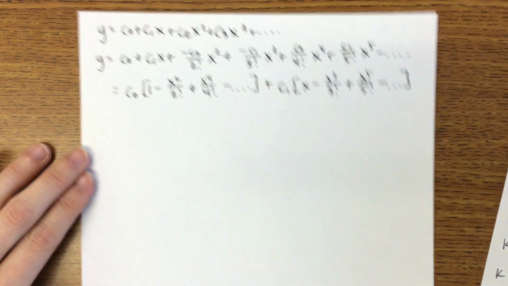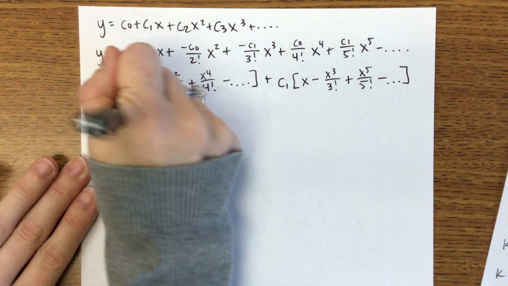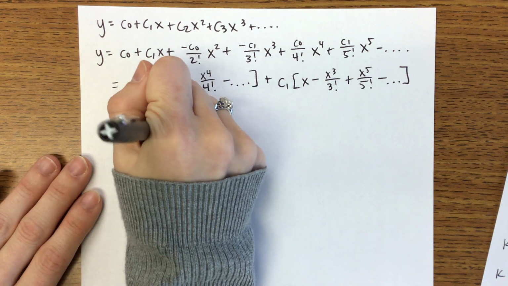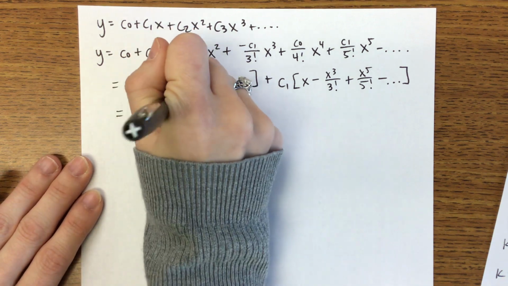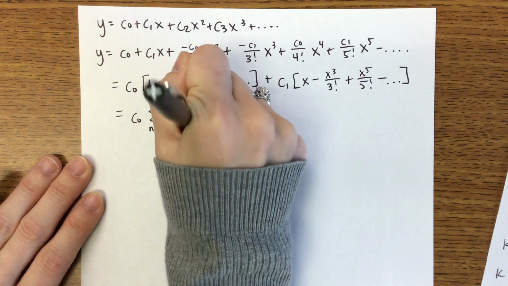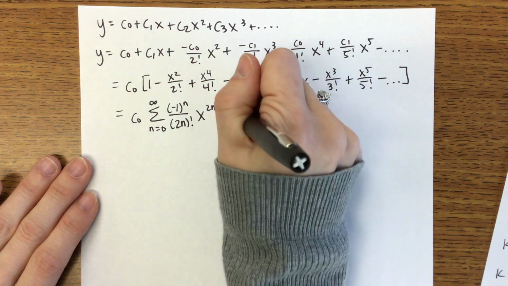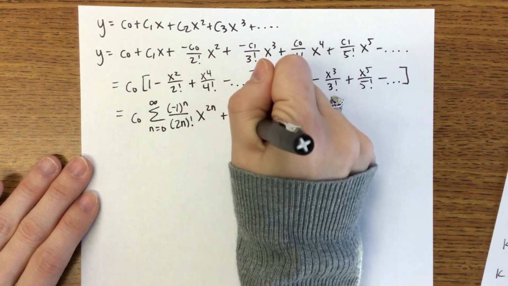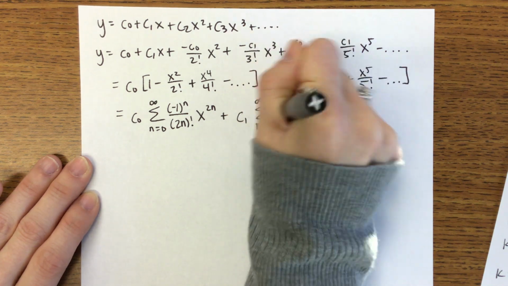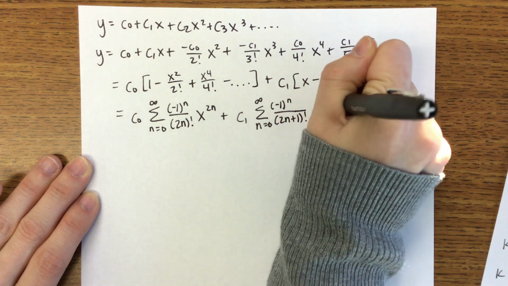Now those should look familiar. Those are not brand new. You've seen those before. This first summation is the sum from n equals 0 to infinity of -1 to the n over 2n factorial x to the 2n. We then have the sum from n equals 0 to infinity of -1 to the n over 2n plus 1 factorial x to the 2n plus 1.